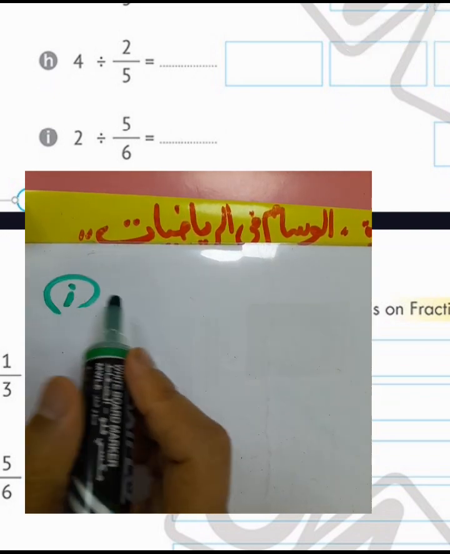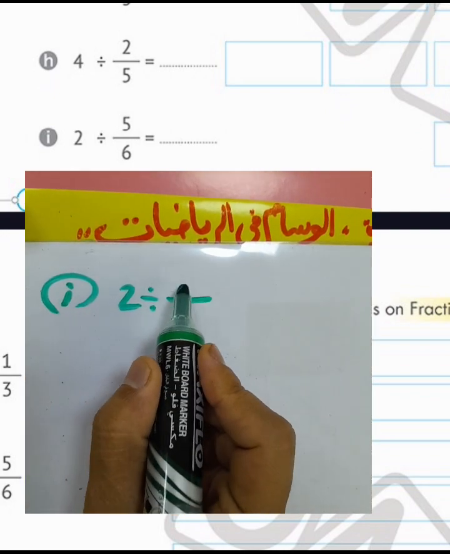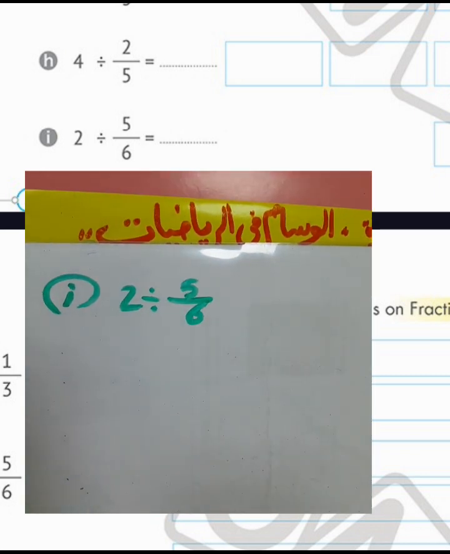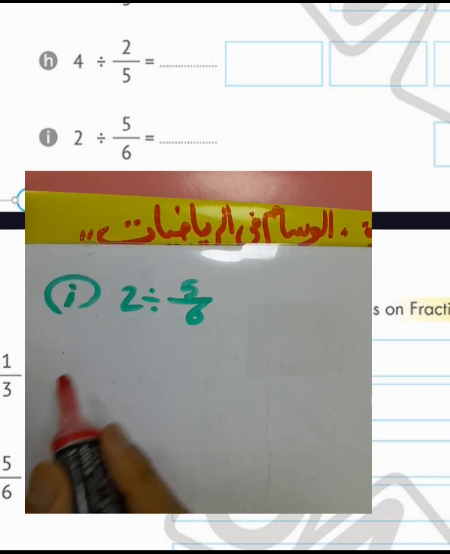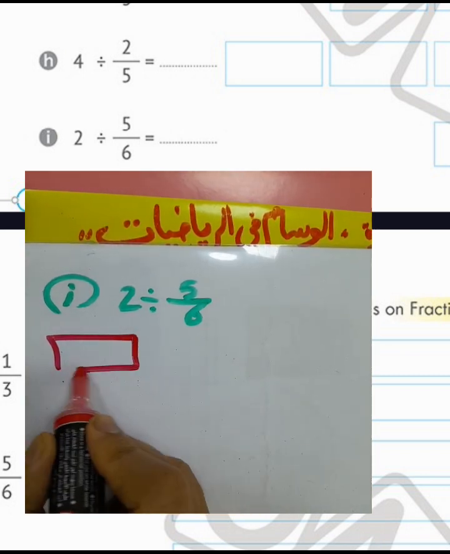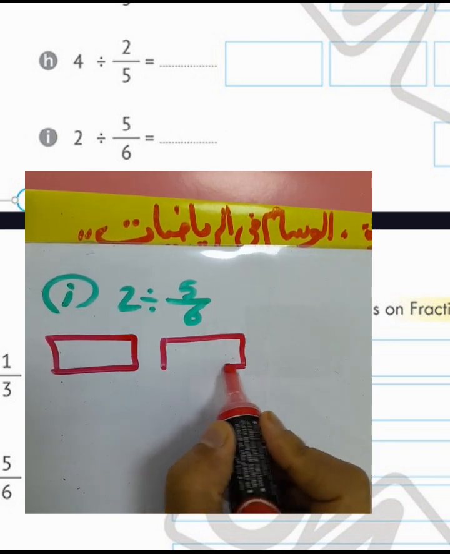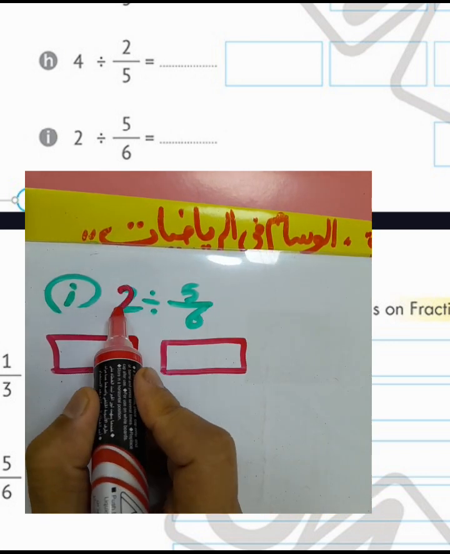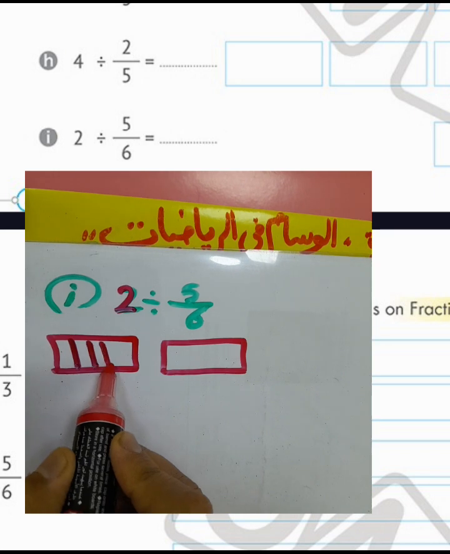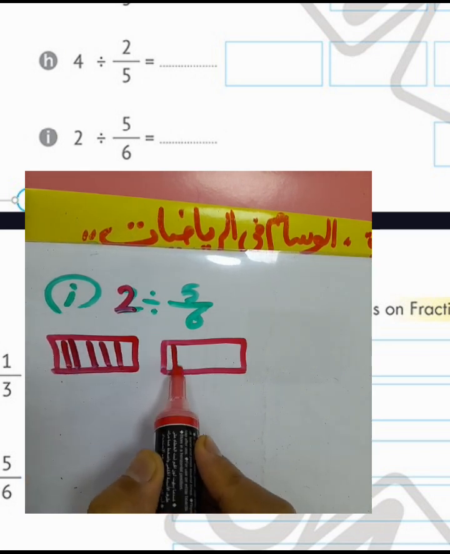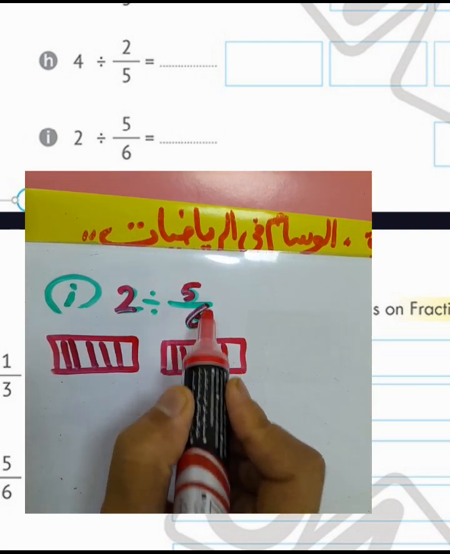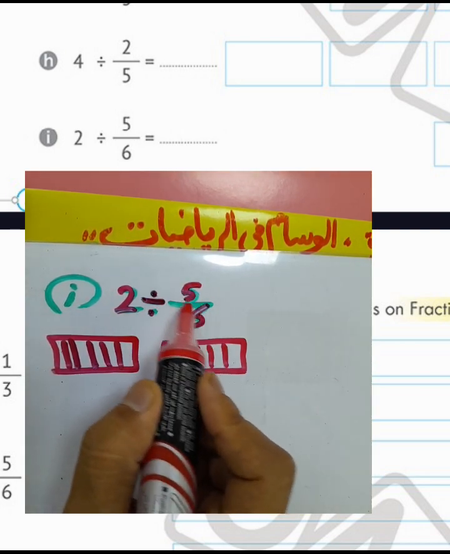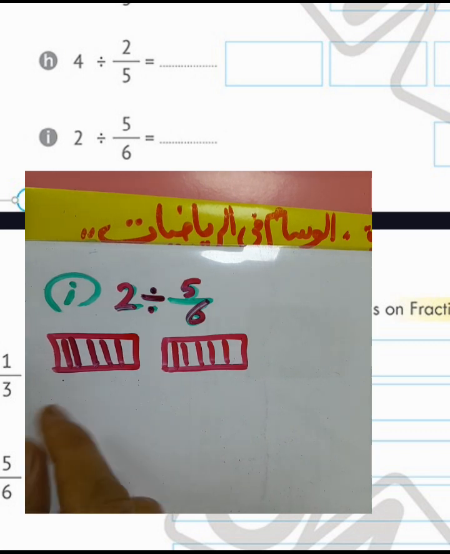Question letter I, 2 divided by 5 over 6. Here in this example, first step, we will draw 2 models, 1 and 2, and divide each one of them into 6 parts: 1, 2, 3, 4, 5, and 6. Then we count each 5 parts, which gives me 1.